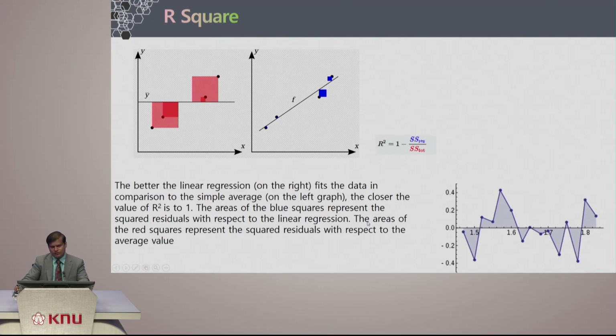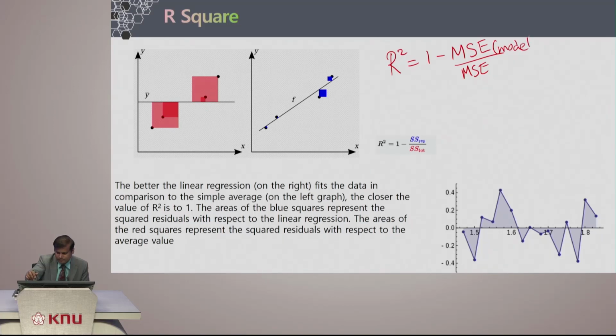Okay, let's talk more about this R square then. As far as R square is concerned, we always have to determine this coefficient. R square is, as you can see, 1 minus the sum of squared residuals by the total sum of squares. This can also be written in different forms. At times people also write R square as 1 minus the mean square error of the model by the mean square error of the baseline.